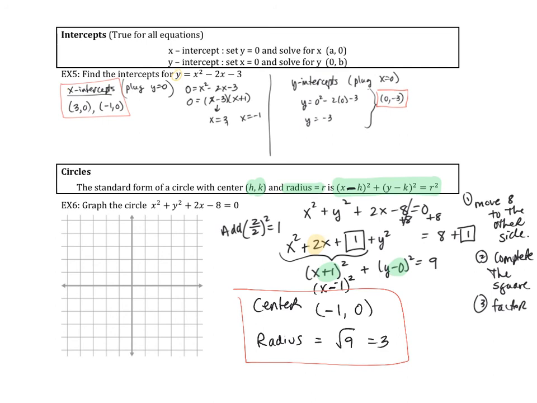Okay, now once you have that information, then it's really not hard to draw the circle, because we plot the center at -1, 0, and then we count out a radius of 3 in each direction. And then just try as best we can to draw as nice a circle as we can. And there we have it. There's our graph.